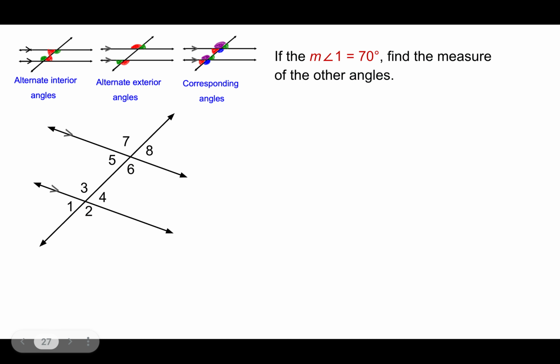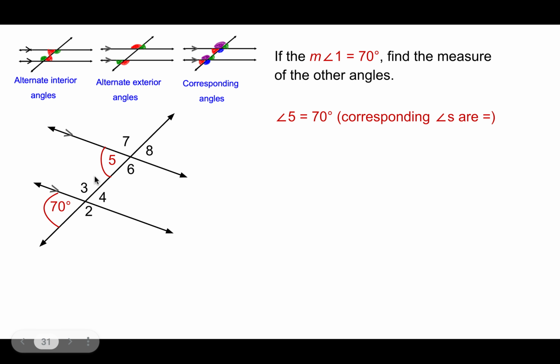So let's see if we can figure out some measures now of these angles. So let's say the measure of angle 1 is 70. That M means the measure. So let's put 70 in. Now let's find the measure of some other angles. So let's look at angle 5. I know that angle 5 and the 70 are equivalent. And they're equivalent because they're corresponding angles.